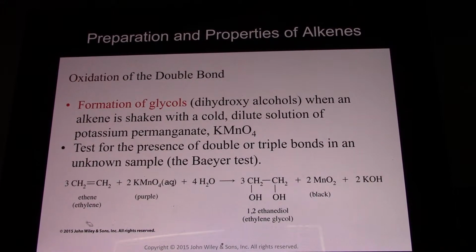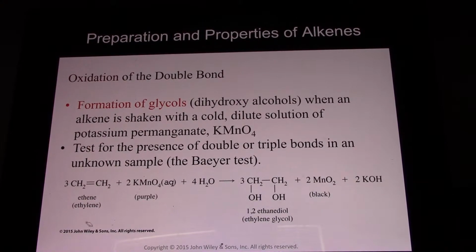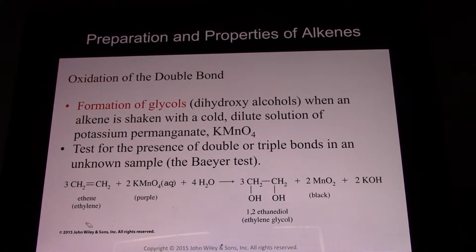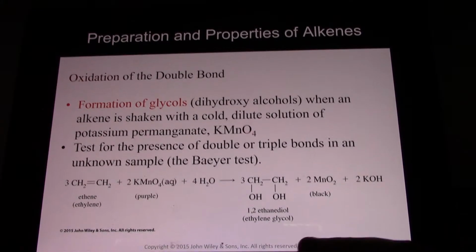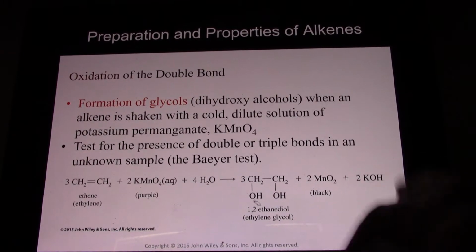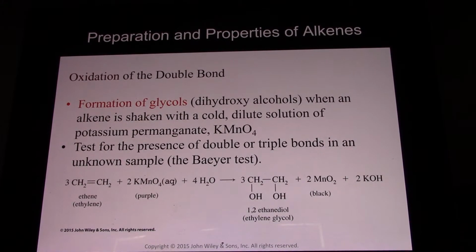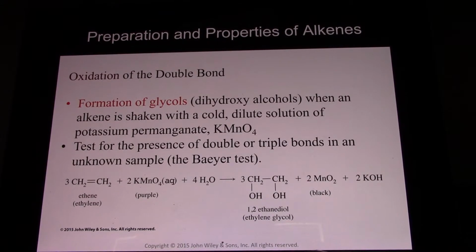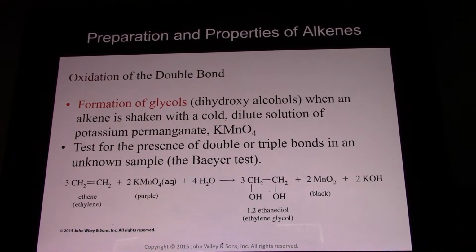Oxidation of double bond. Potassium permanganate is really good at this if it's a cold dilute solution, and it'll put 2 hydroxyl groups across a double bond. If it's a really harsh reaction condition, it can actually split this in half sometimes.